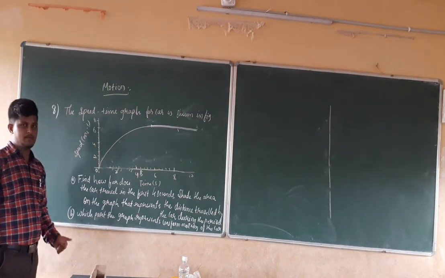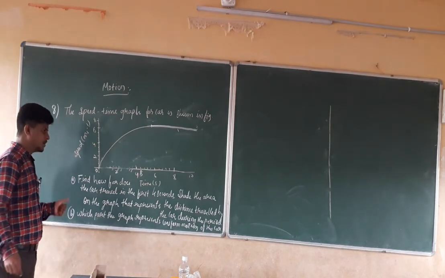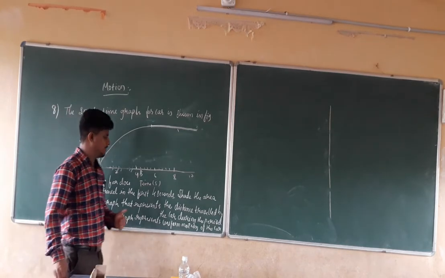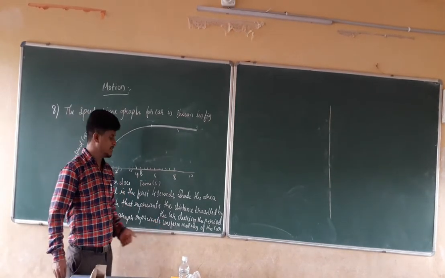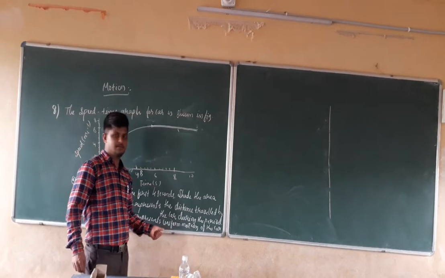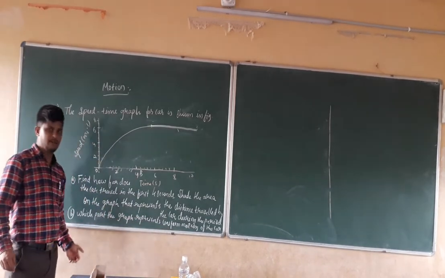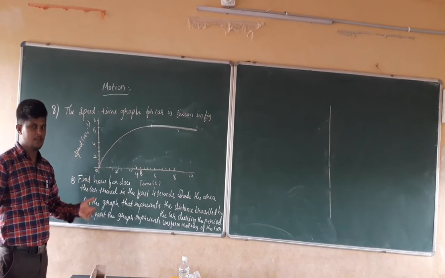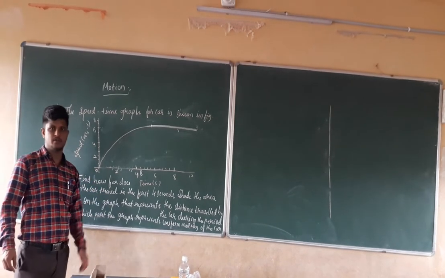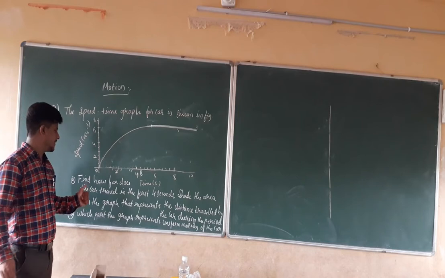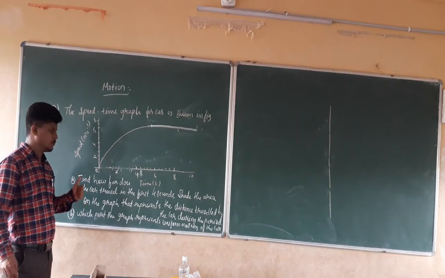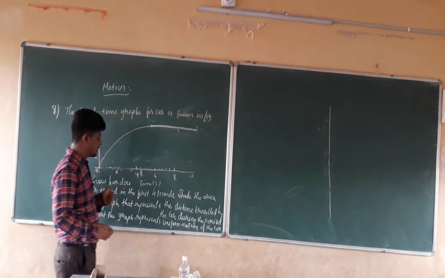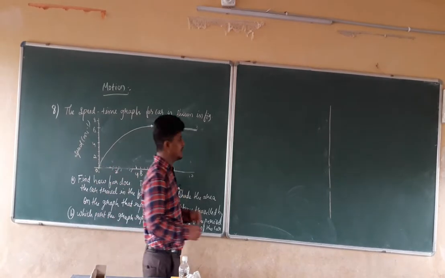Question B: which part of the graph represents uniform motion of the car? We are going to find these out one by one. First, find how far the car travels in the first 4 seconds, and shade the area of the graph that represents the distance traveled by the car.